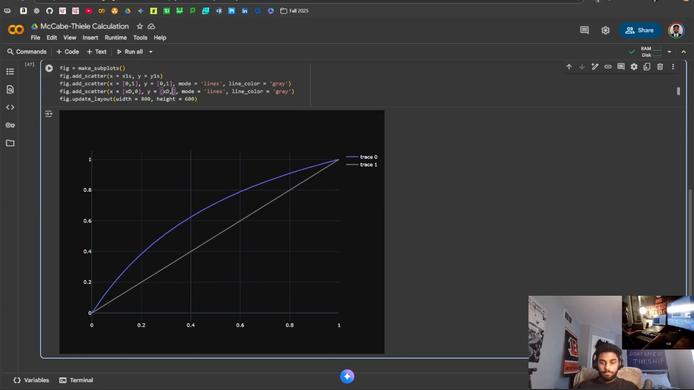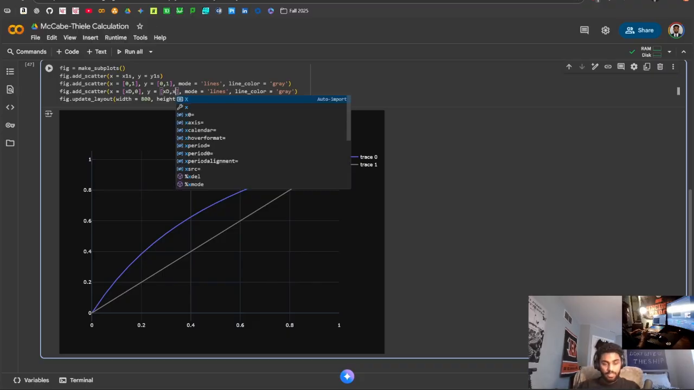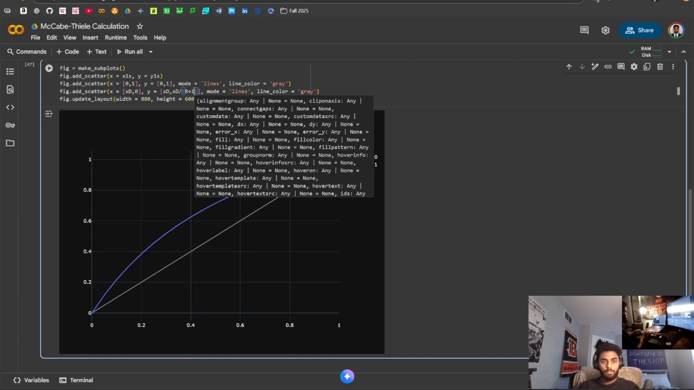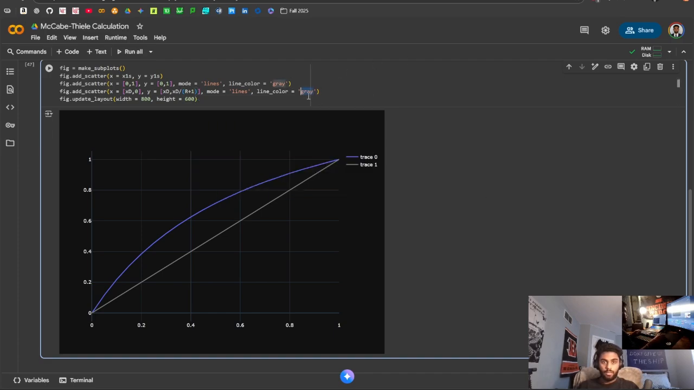Now, if I go back to my operating line equation, we can remember that that equation looks like R over R plus 1 times x. However, if x is equal to 0, what's left is our intercept, which is 1 over R plus 1 times xd, or xd over R plus 1. So our y, when x is equal to 0, is xd over R plus 1. I'm going to change this line color to maybe red.